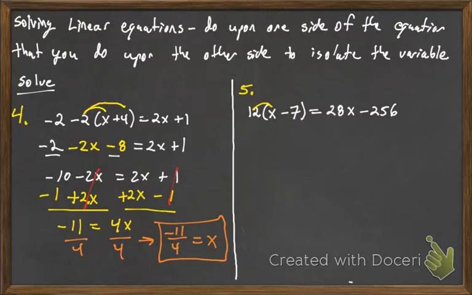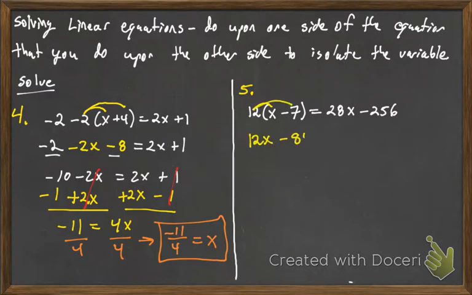So if you took a different route, if you did this part right here in 2 steps, that would be fine also. You can always pause the video and try to work out the problem first. If you get stuck, then you can start watching the video and see how we work it out. All right, so for number 5 here, we're going to do that distributive property.